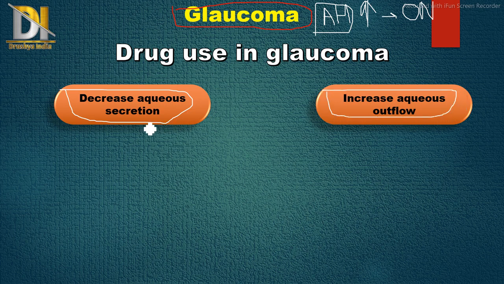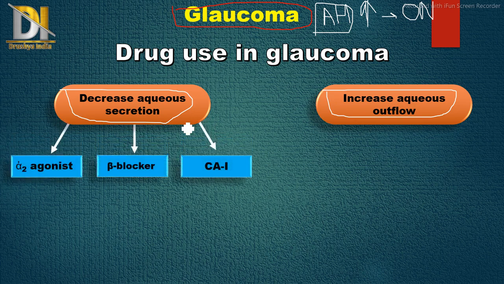First means we are decreasing synthesis itself, and the second way means synthesis has already taken place, but we will increase the outflow, or we will increase the drainage of that aqueous fluid. So how can we decrease the aqueous secretion? Here come three classes of drugs. First are alpha 2 agonists, which are apraclonidine and brimonidine.